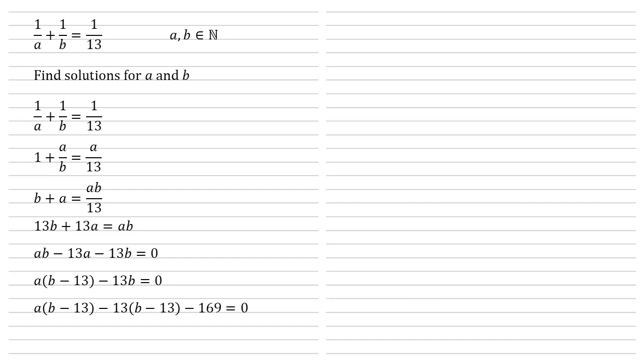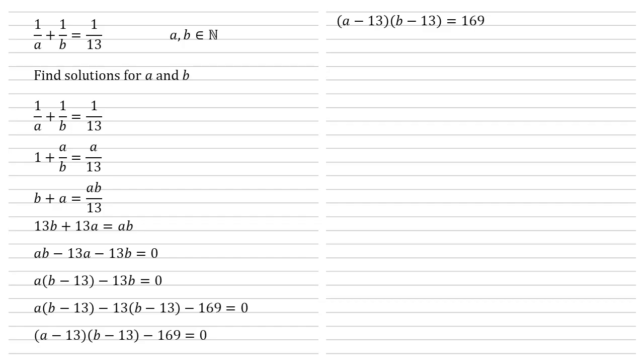And now that we've done this, we can factorise out again. Because we've got a times our bracket, we've got minus 13 times our bracket, we can rewrite that as a minus 13 times our bracket of b minus 13, and we've still got that minus 169 on the end equal to 0. Now if we move that 169 over to the other side, we end up with a minus 13 times b minus 13 equals 169, and as we know that a and b are natural numbers, this means we've got two brackets which themselves are natural numbers multiplying together to give 169. So we can now solve this.